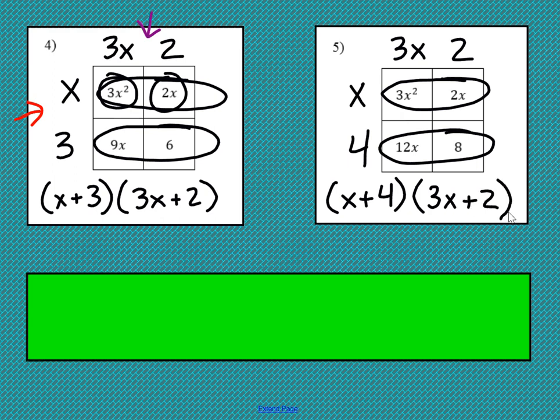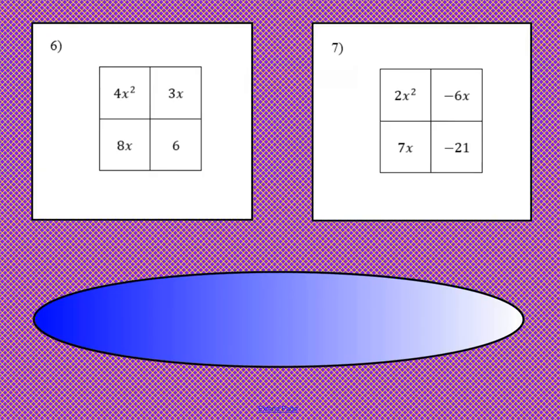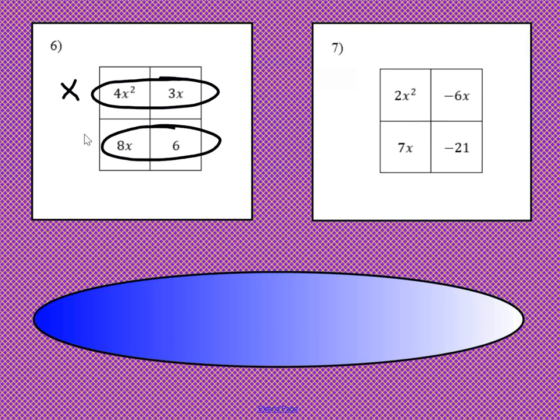Keep moving on. I'm going to do the same exact process. My GCF in my top row is going to be x. GCF in my bottom row is 2. x times what gives me 4x squared? It's got to be 4x. x times what gives me 3x? It is 3. So my final answer is x plus 2 and 4x plus 3.